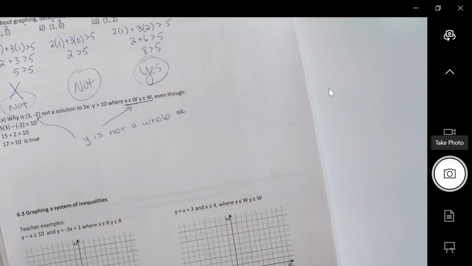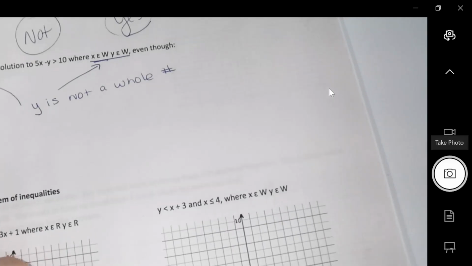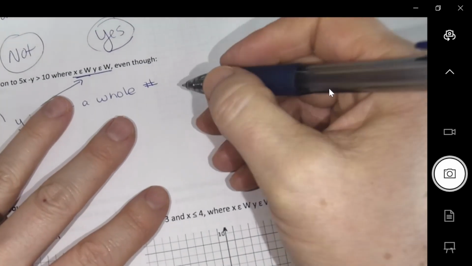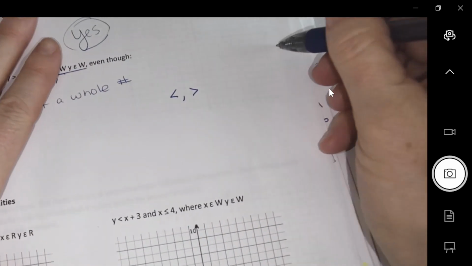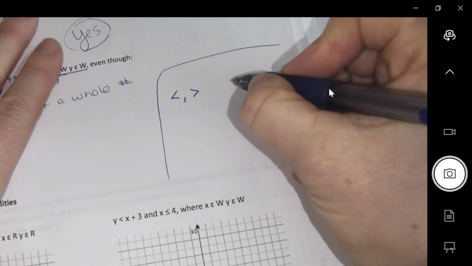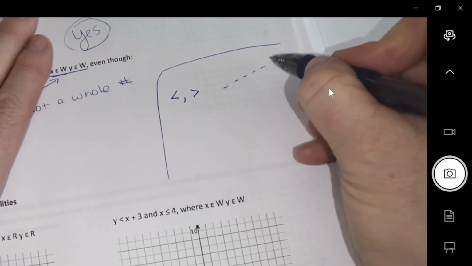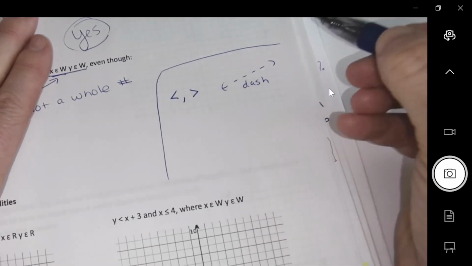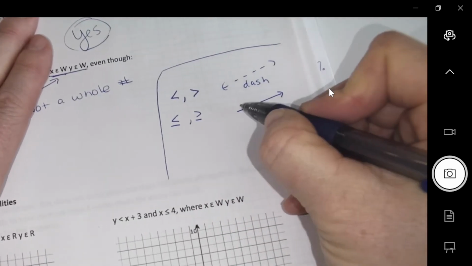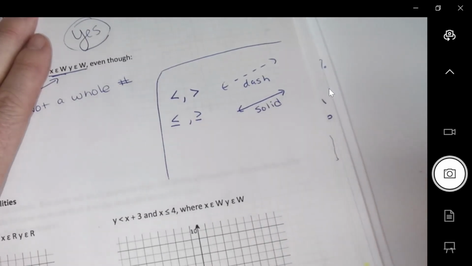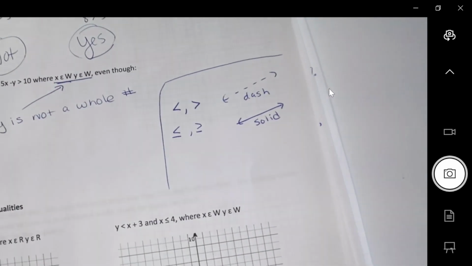So yesterday we did some graphing and we learned some things. If I saw these symbols, what kind of drawing did I do on my line? Dashed. If I was to see these symbols, then I would draw a solid line. Okay, so that was one major thing we learned yesterday.